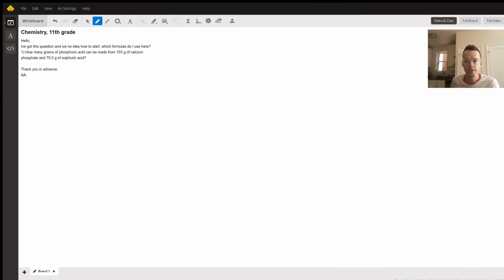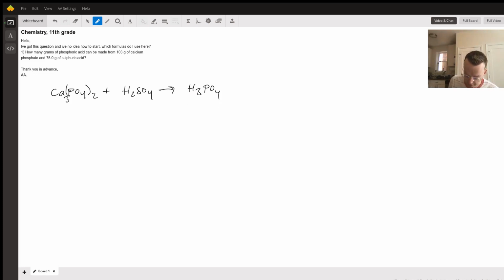Limiting reagent question here, so let's take a look at it. The first thing we want to do with basically any chemistry question is to start with the balanced equation. And so here we have calcium phosphate plus sulfuric acid, which gives us phosphoric acid, which is one of the products that it tells us.